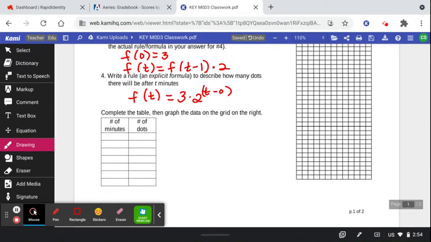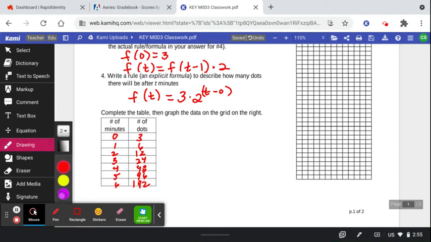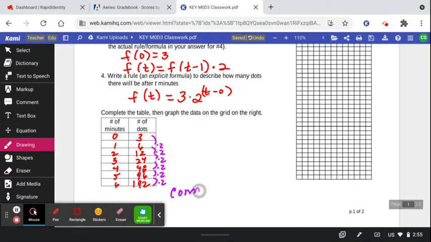Now it asks for a table, which we actually already have up there, so let's go copy it down. And we started at 3, and then it doubled. 192. Okay. And then the side work of showing the times 2. And that's called our common ratio, or our multiplier.